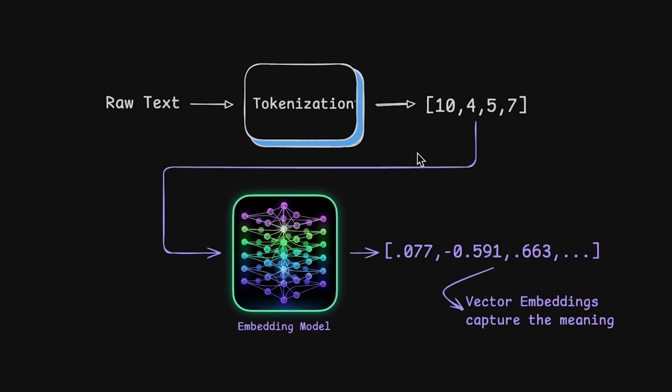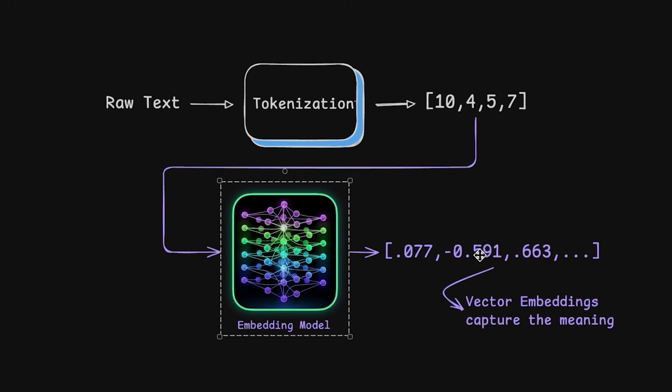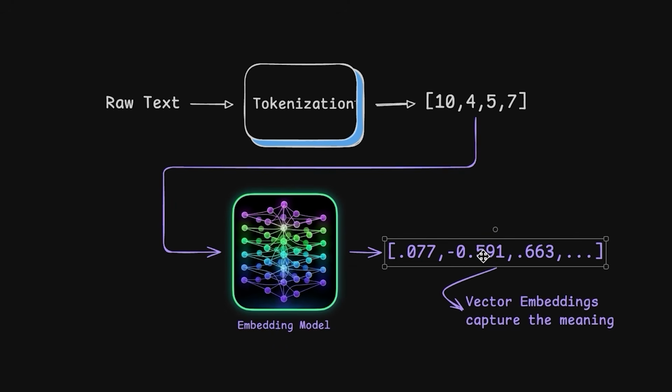So the key takeaway from this video is that tokenization just converts raw text into a numerical representation, which is then sent to the embedding model, which generates the vector embeddings so that you can perform some similarity search and build RAG pipelines and recommendation systems.